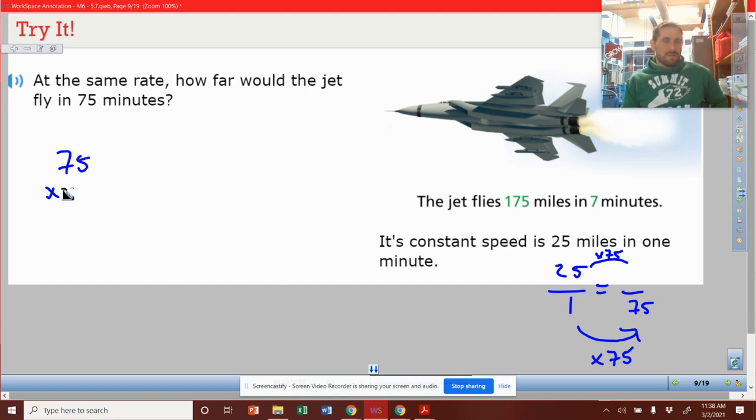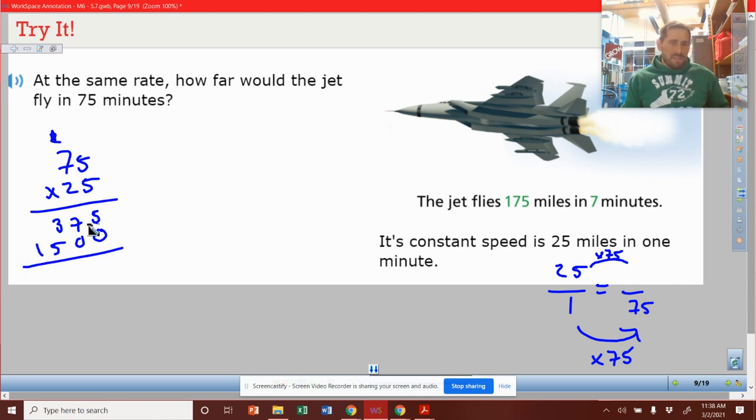What's 75 times 25? So 5 times 5 is 25. Carry the 2. 5 times 7 is 35 plus that 2. We're at 37. When I go to the next place value, I'm going to put a placeholder. 2 times 5 is 10. Carry the 1. 2 times 7 is 14, plus that 1, we're at 15. So now just add these up. 5, 7, 8, 1. And now plug that answer in and give it to me as a sentence.